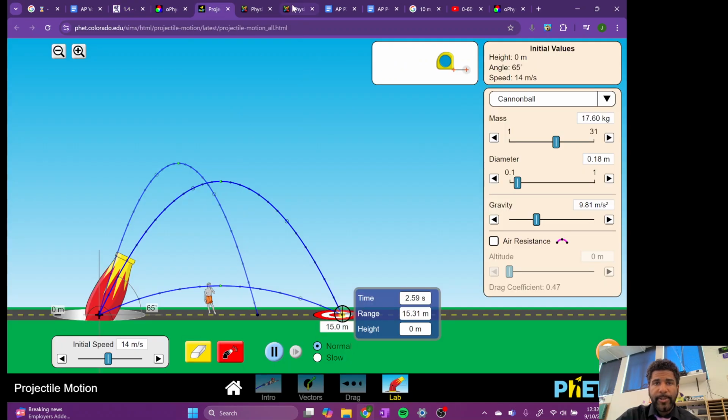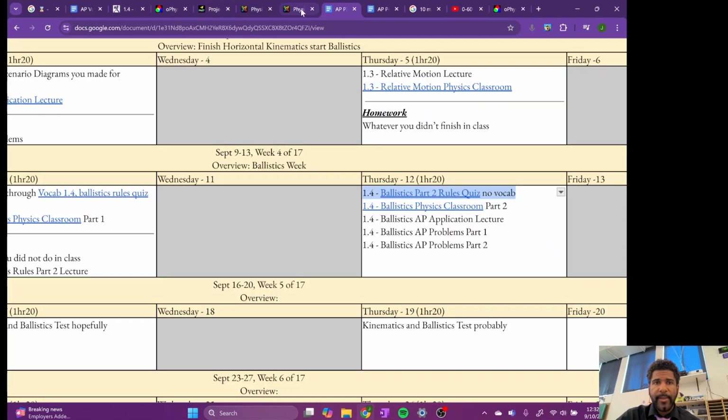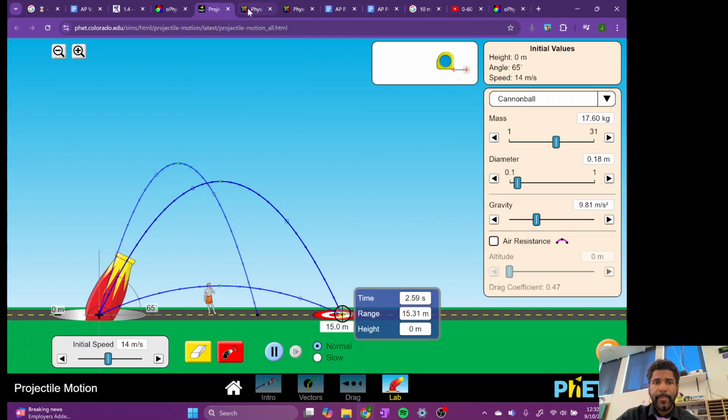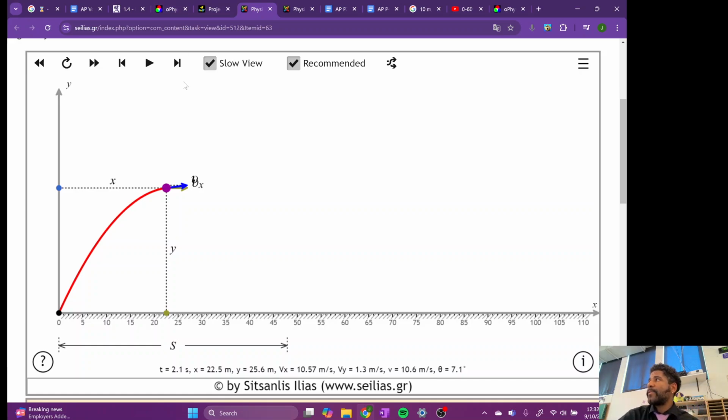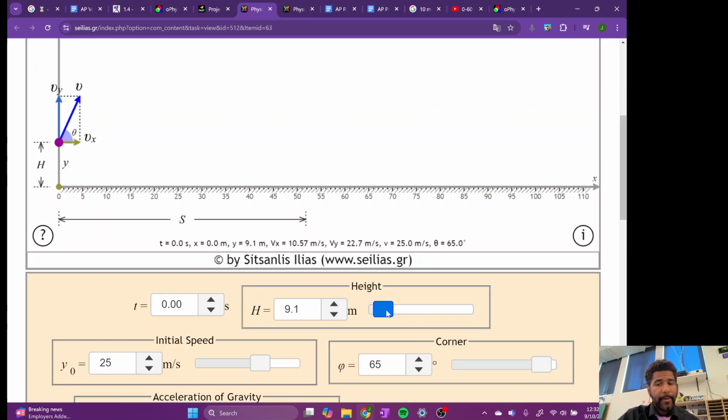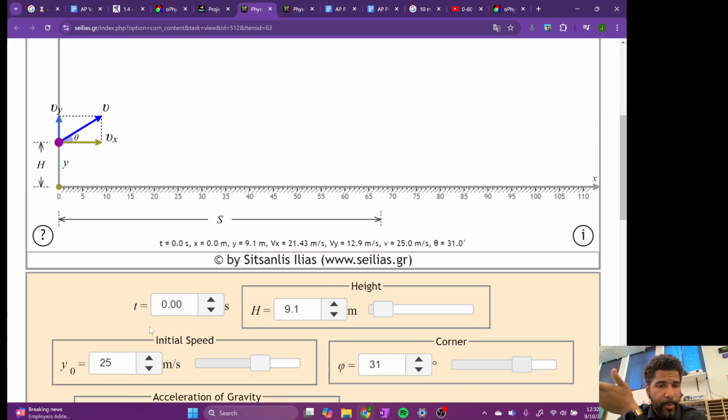For angled projectiles, another thing that happens is it's when it reaches the same height. When we reach the same height, that is where the velocities are going to be the same. So if we take a look, for instance, if we start a little bit higher up and we have a little bit lower of a launch angle, what we can see is if we start over here at 9.1 meters, we can see that the Y velocity is going to be 12.9.